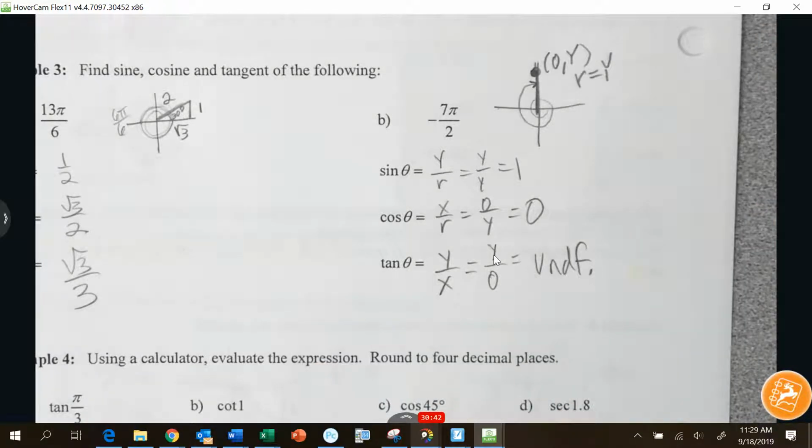If you would like an abbreviation for undefined, UNDF. There is not a symbol for undefined. I've looked it up. There's not a symbol. There should be. There's not.